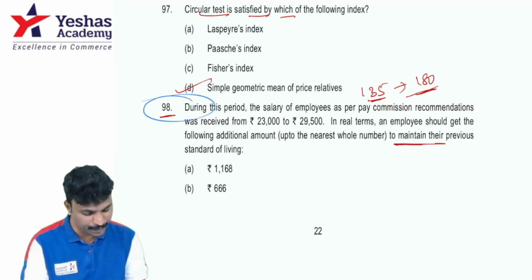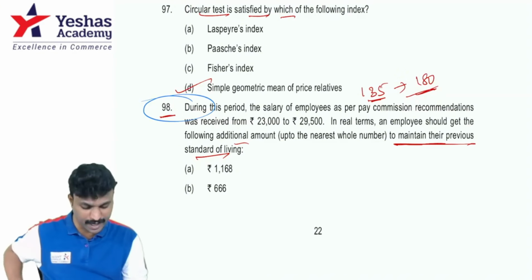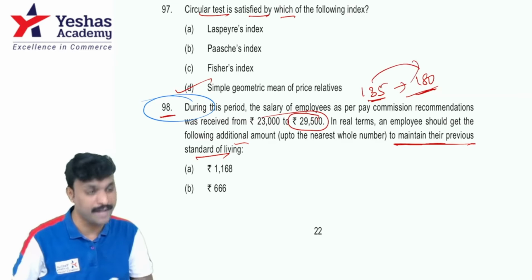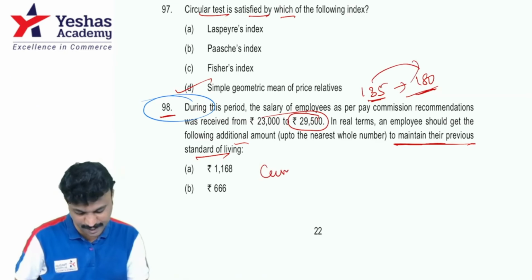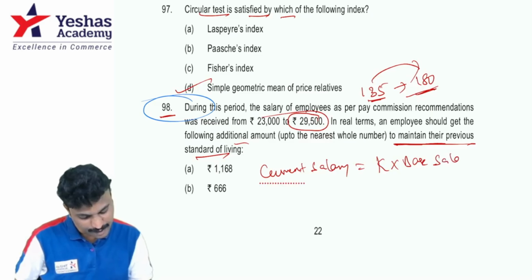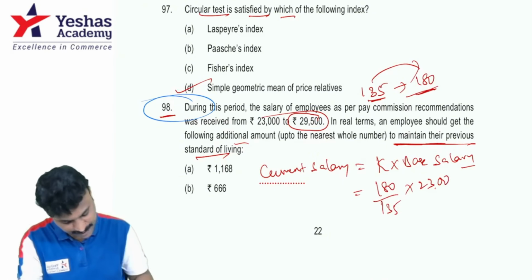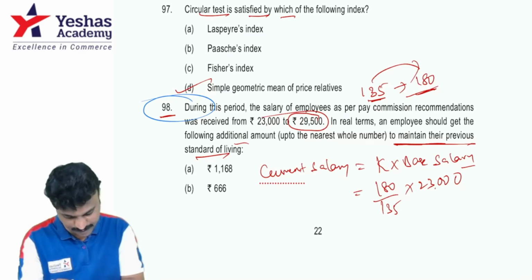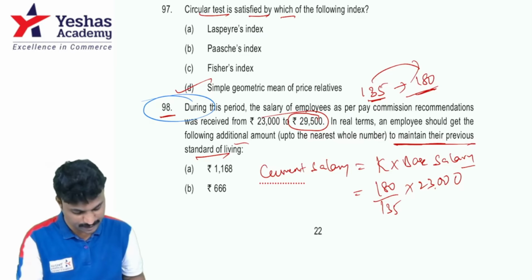They're asking, to maintain the previous standard of living, what should be the additional salary? Guys, whenever the current year salary is given in the question, that is not as per the increase in the prices. As per the increase in prices, what is the current salary? We have to find what the current salary is. It is K times base salary. I told you what K is. What is K? Current year CPI by base year CPI, which is 180 by 135, into base salary, which is 23,000. So please do this. 180 divided by 135 into 23,000 fetches you how much?